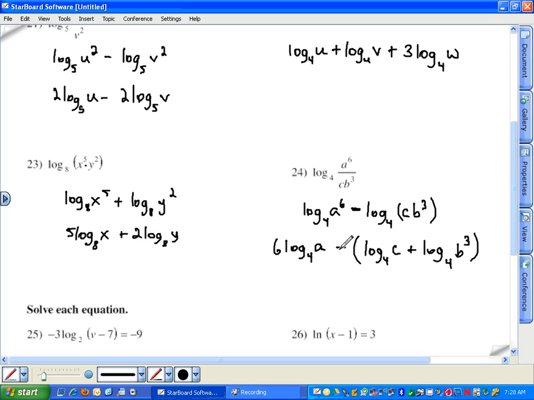And now we need to distribute this negative sign. So we have 6 times the log base 4 of a minus the log base 4 of c minus, I'm going to move this 3 down to the front of the logarithm, 3 times the log base 4 of b.